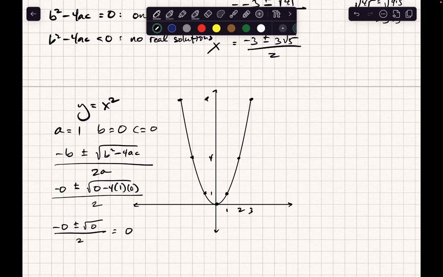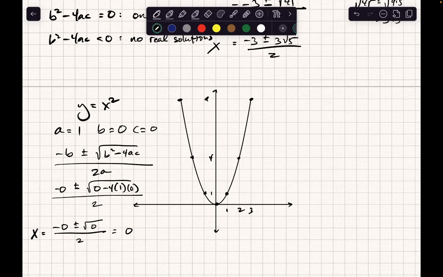I need you to follow what we're doing. What is the meaning of a solution to a quadratic? What's the graphical interpretation, Finn? The x coordinate where it intersects the x-axis. Remember, we're solving for x here. So this has a solution when x equals 0. Where is this graph when x equals 0? The origin.